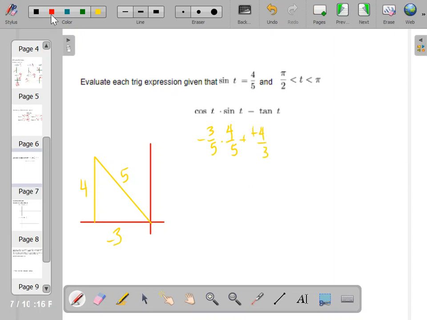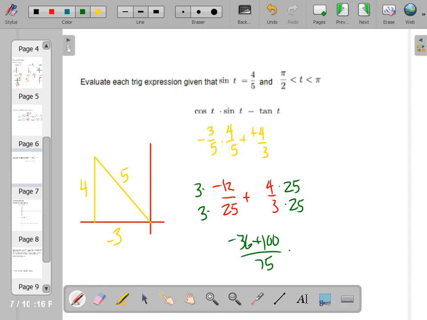So this is going to be positive. Now we've got to multiply negative 12 over 25 plus 4/3. They need a common denominator, so this one needs to be tripled, and this one needs to be multiplied by 25. Now we end up with negative 36 plus 100 over 75, which is positive 64 over 75. 100 minus 36 is positive 64. So the answer is positive 64 over 75.